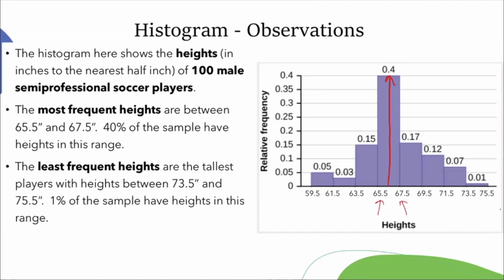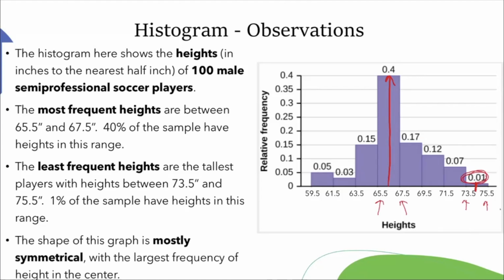The least frequent heights are the tallest players over here. They have heights between 73.5 and 75.5 inches, and only 1% of the sample, and we know that because the relative frequency is 0.01, only 1% of the sample have heights in this range.